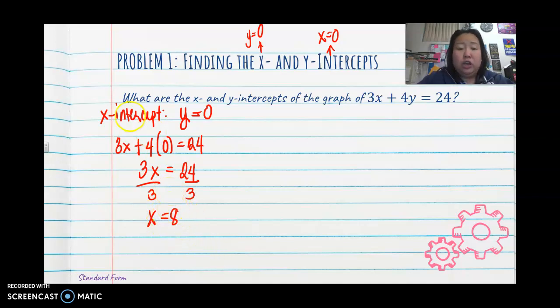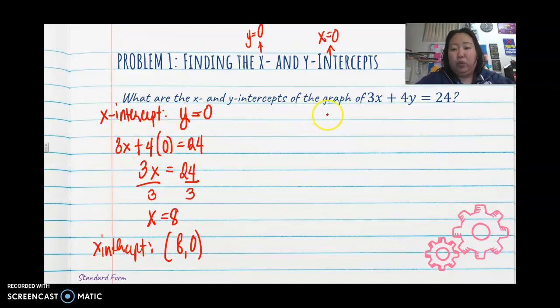All right? So the x-intercept is going to be a point, and where is that point? The x value is 8, and the y value is 0. As simple as that, okay?